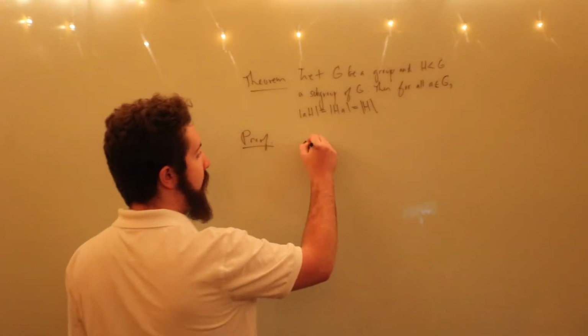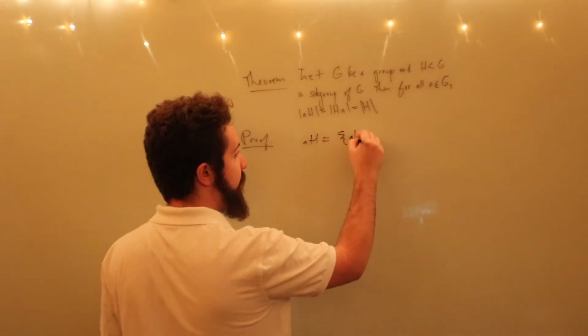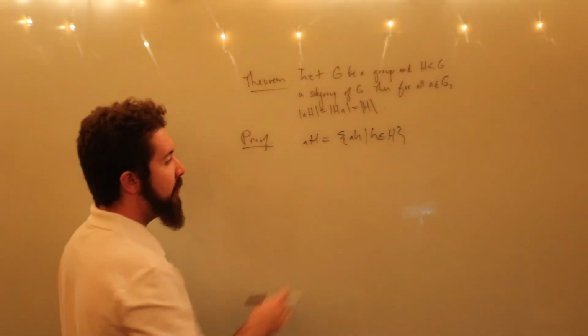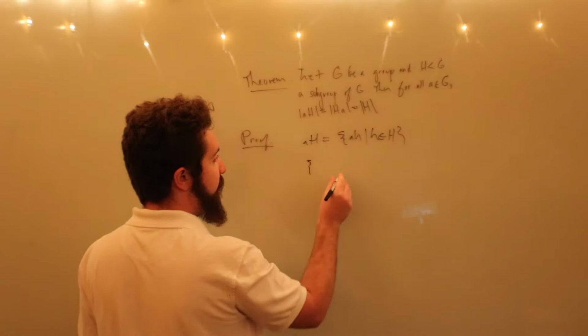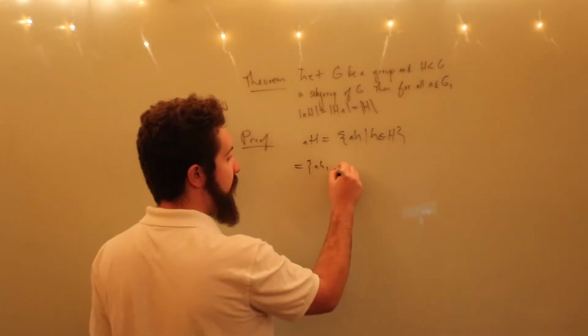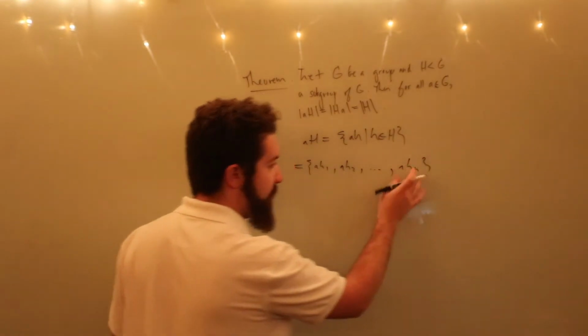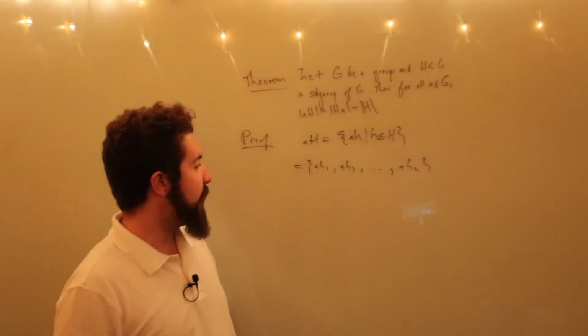Well, recall that aH is equal to all products of this form. Well, we notice that this is going to form a set a h1, a h2, all the way up to a hn if it's finite, or just keeps going.